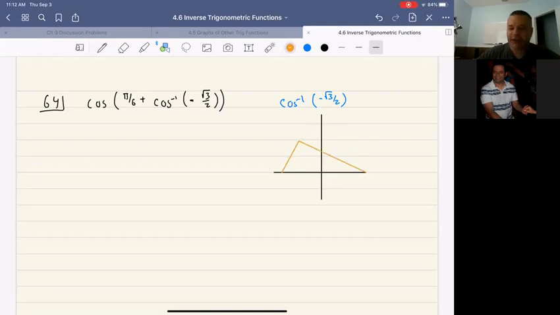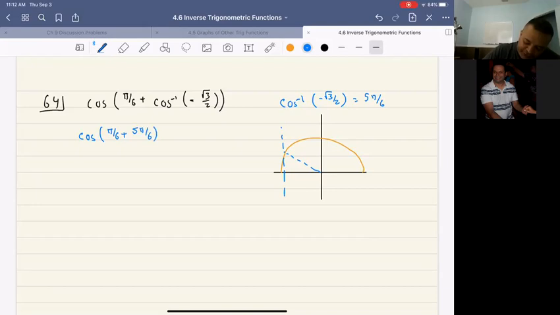Again, we go here. Negative square root of 3 over 2. That's an x value. That's pretty much over here, right? 5 pi over 6. And now you're just going to go cosine of pi over 6 plus 5 pi over 6, cosine of pi, equals negative 1. Okay, let's go to number 80.